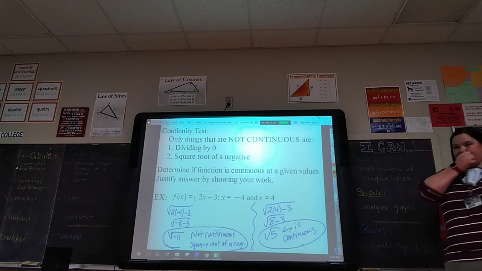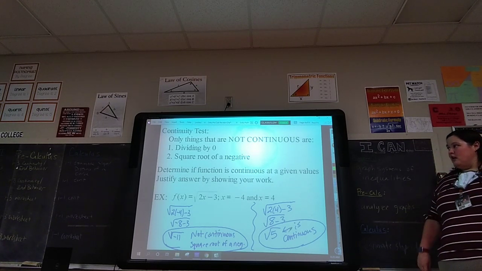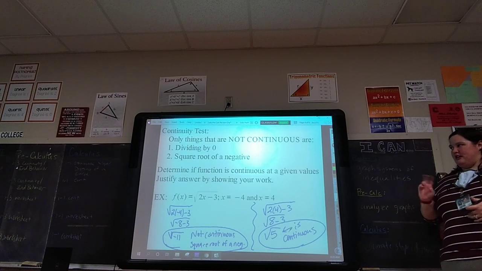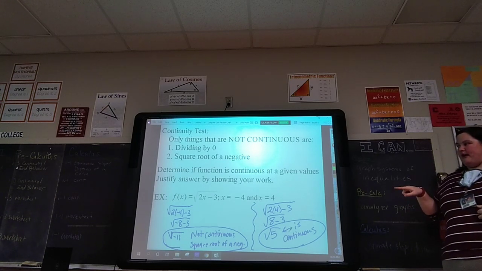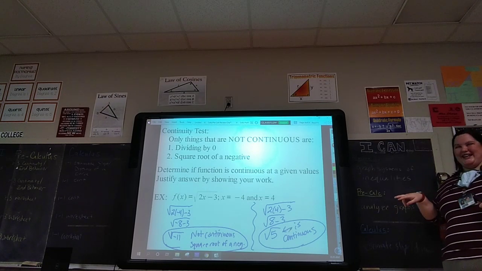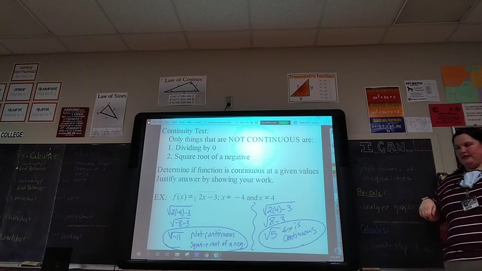Questions about that example? Like I said, when we're doing the continuity test, we're really looking for two things. Are we having to divide by 0 or square root of negative? Those two things make it not continuous. Everything else is continuous.